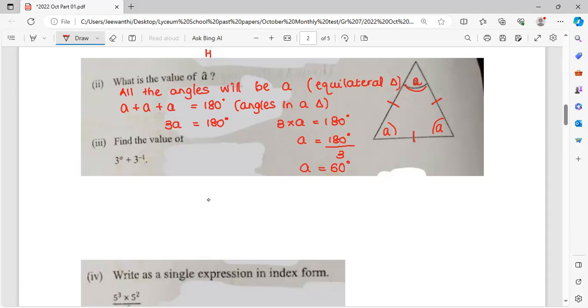So then this is a comprehensive answer where no one can say that your answer is wrong. You have written everything, why you took all three angles as A, because this is an equilateral triangle. In an equilateral triangle, we know all the sides are equal and all the angles are equal. So when you add all these three angles together, it gives you 180. So angles in a triangle, that is the rule. So A plus A plus A becomes 3A. 3A is equal to 180. A is equal to 60.